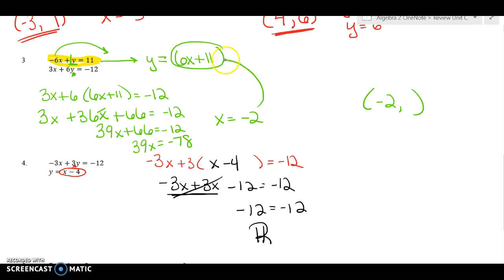And I'm going to plug that in here. So 6 times negative 2 plus 11, negative 12 plus 11, which is negative 1. And so there's the answer.